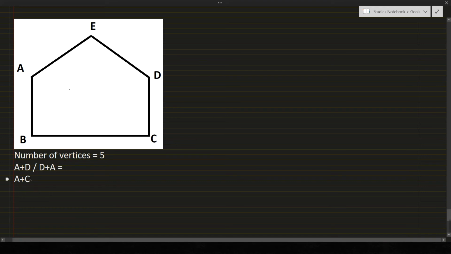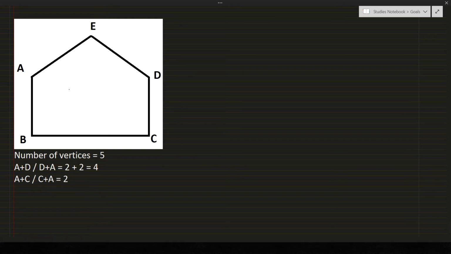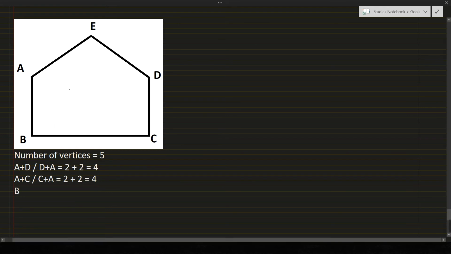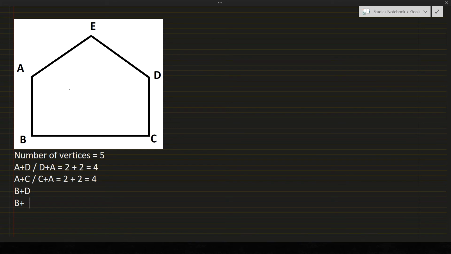So what is the degree of A? 2. Degree of D? 2, which gives us 4. For C plus A, 2 plus 2 gives us 4. So next, let's go to letter B. What are the non-adjacent vertices of B? These are D and E. So B and D, or D plus B. Next, B and E, or E and B.